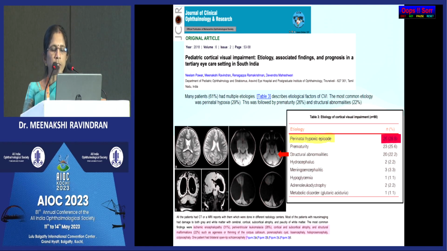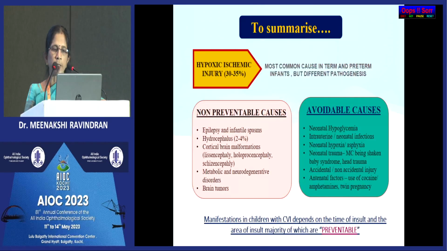And once again, perinatal hypoxic episode is the most common, followed by prematurity and structural abnormalities. To summarize, prevention is always better than cure. So avoid all these intrauterine infections, neonatal hypoxia, all that. How do we prevent a preterm delivery? Better antenatal care, by taking care of diabetes, hypertension and all that, will prevent it.